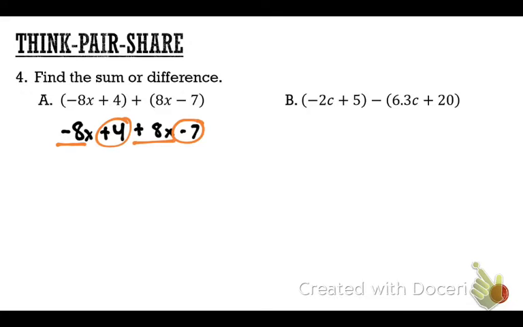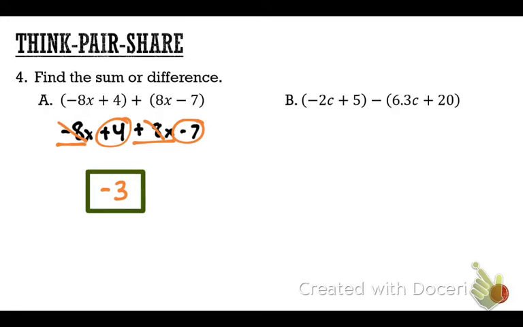Let's talk about negative 8x and positive 8x. What happens to it? 0. It cancels out, so I don't need those. All that's left now is 4 minus 7. Guys, what's 4 minus 7? Negative 3. Raise your hand if you got that one correct. Okay, once again, if you did not, that's okay. I want you to erase it and fix it.